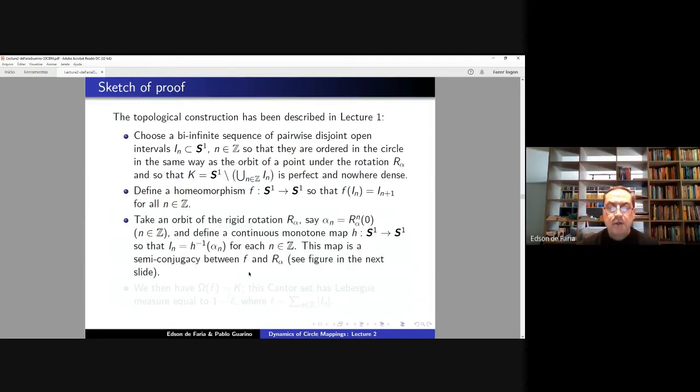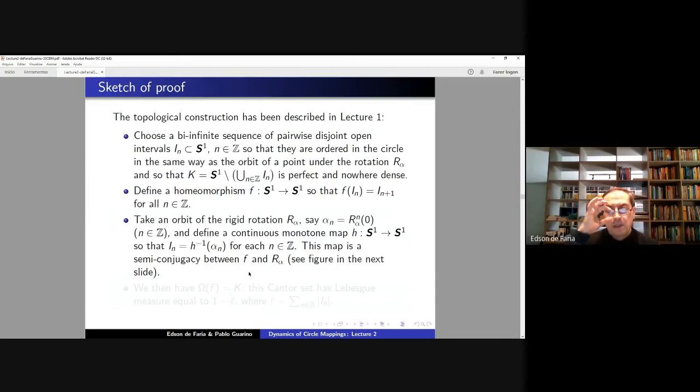In fact, you can even tell what the semi-conjugacy to the rotation is. So, for instance, you look at an orbit of the rotation R alpha on the circle. So let's say alpha n is the iterates of 0 under R alpha. Okay, 0 here is because I always identify the circle, the unit circle, as R mod Z.